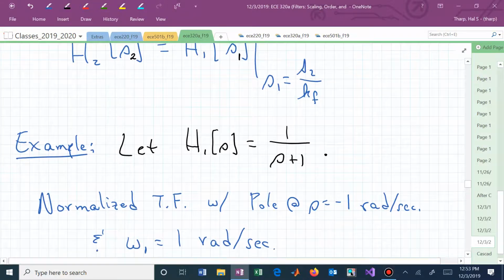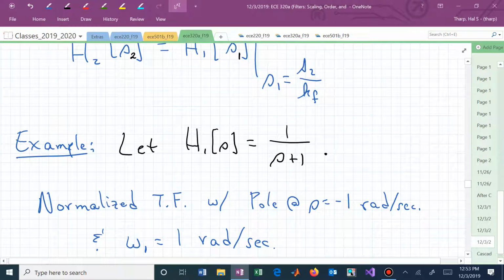But let's say that we now do that for this example, and we say, let's just try our frequency scaling concept. This H1 of s is a normalized transfer function. It has a pole at s equal to minus 1, and its cutoff frequency then is at 1 radian per second. That's if you now drew the Bode plot. Does everybody, when you see that transfer function, see the Bode plot? I see a Bode plot.